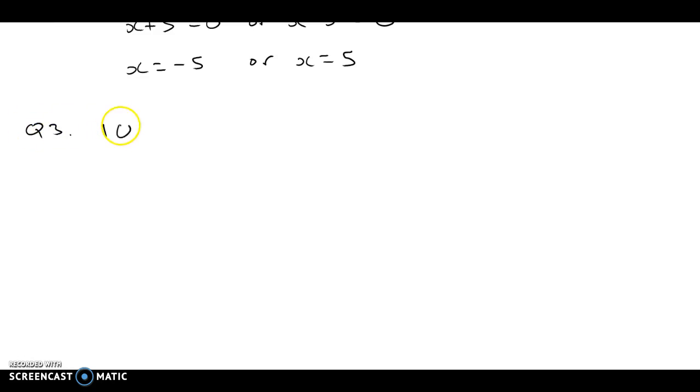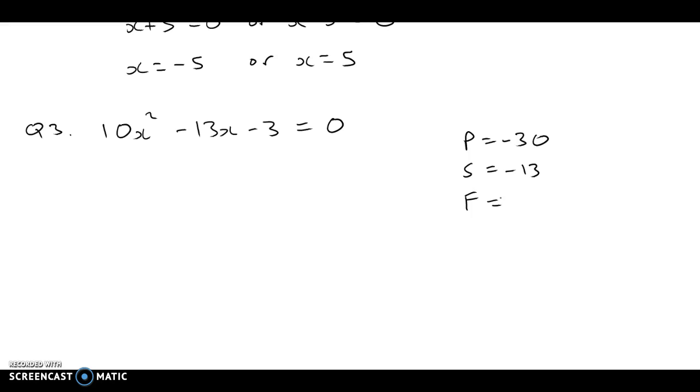Solve 10x squared minus 13x minus 3 equals 0. So we've got it in standard form. It's equal to 0 at the moment, which is good. Let's go ahead and factorize this using PSF. So our product we're looking for is minus 3 times 10, which is minus 30. The sum we're looking for is minus 13.